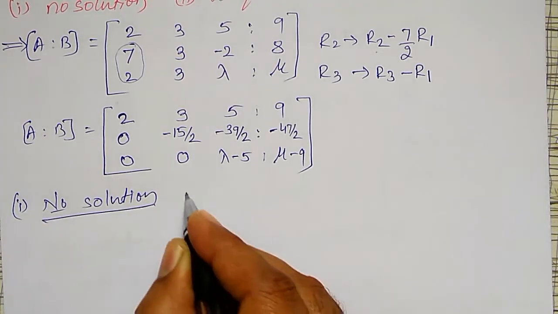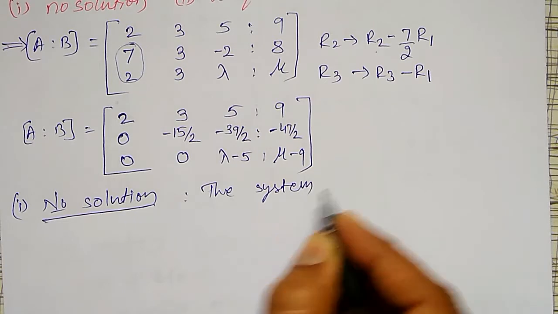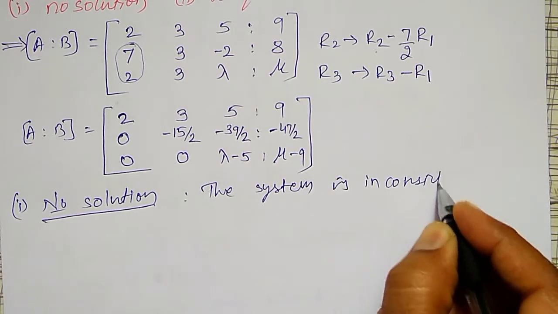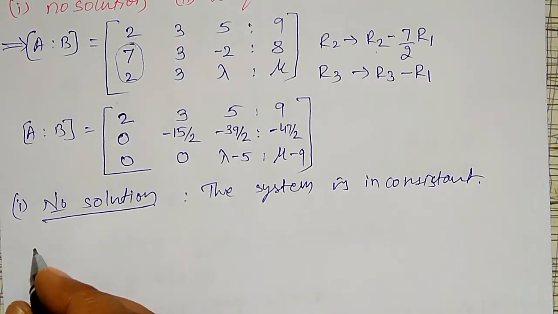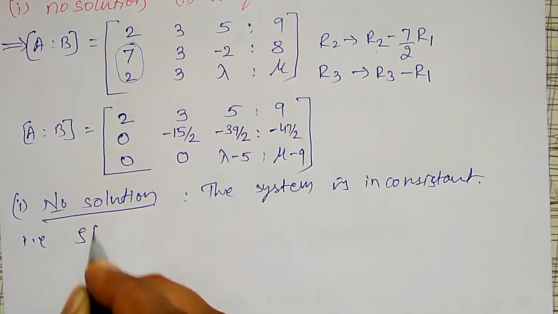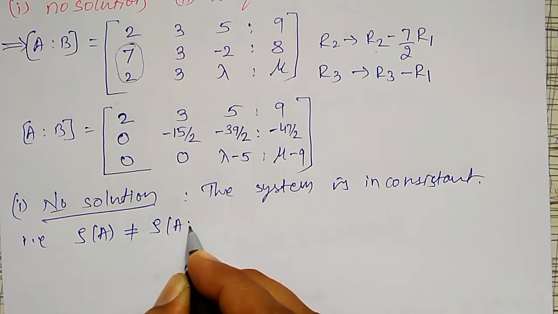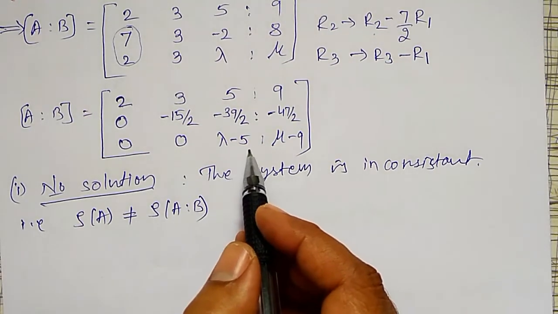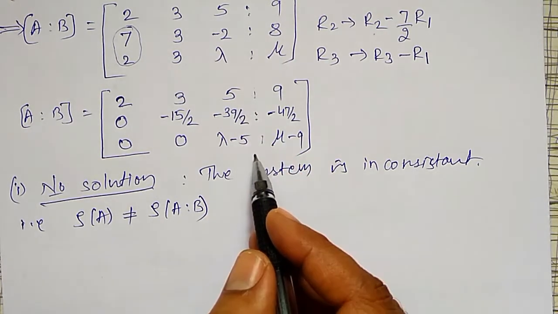No solution meaning is what? The system is inconsistent. When is the system inconsistent? That is, rank of A must not be equal to rank of the augmented matrix. When is it possible for this particular case? Rank of A should not be equal to rank of B.